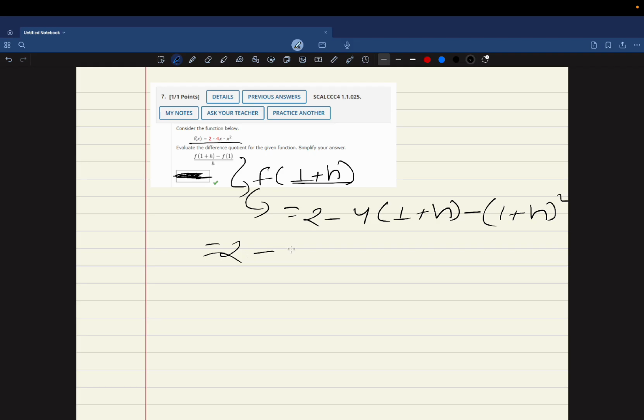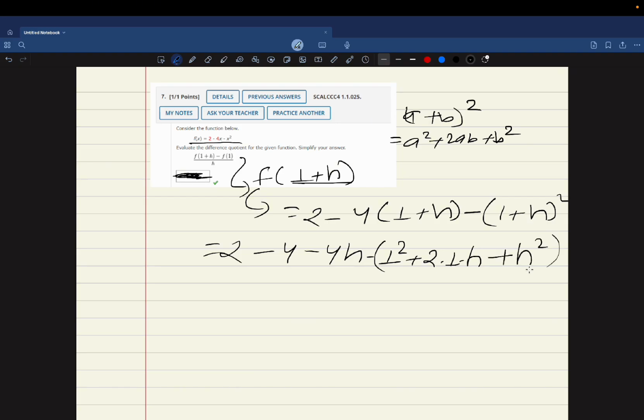So it will be 2 minus, so let's open it. 4 times 1, negative 4 times positive 1 will be negative 4, negative 4 times positive h will be negative 4h. So minus, now let's open this. It will be 1 plus h whole squared. Our formula for a plus b whole squared is a square plus 2ab plus b square, right? So it will be the same thing. a will be 1, so it will be 1 square plus 2 times 1 times h, and then plus b square will be h square.